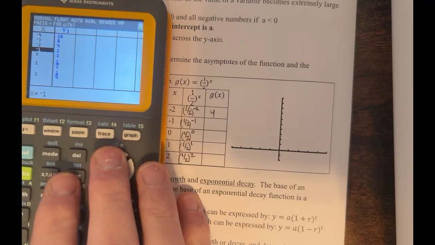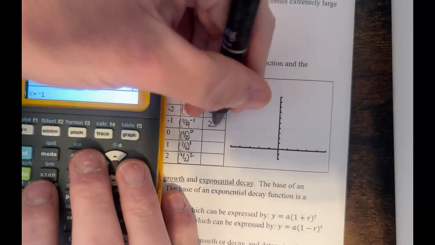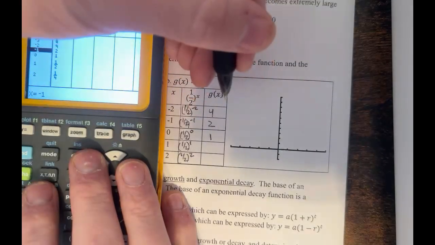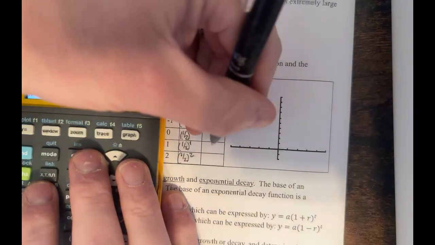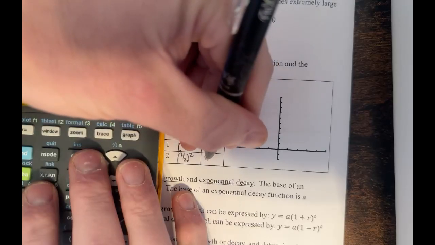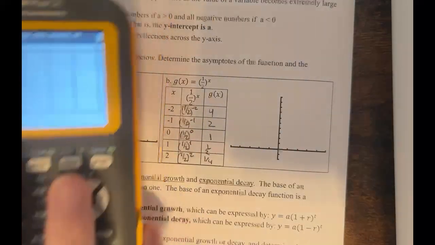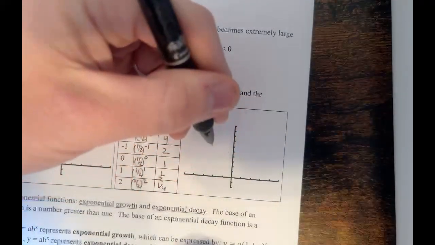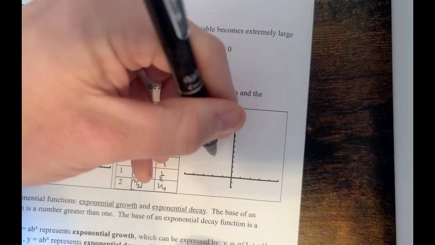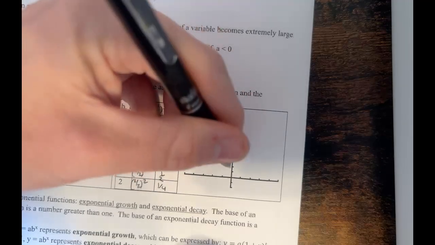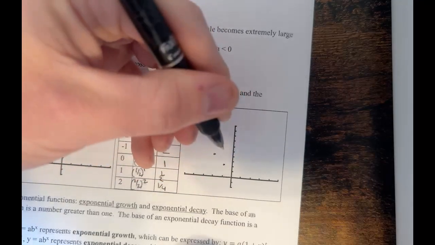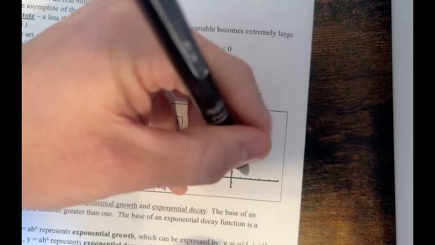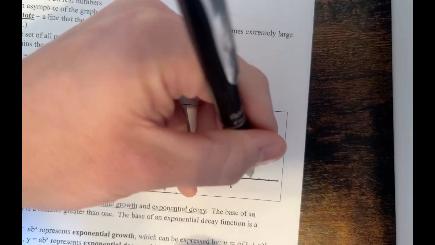So -1 is 2. 0 is 1, because anything to the 0 power is 1, and then 1/2 and 1/4. Now let's plot these points. So -2 is at 4, -1 is at 2, 0 is at 1, 1 is at 1/2, and 2 is at 1/4.